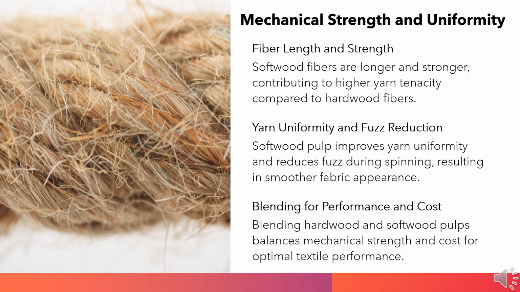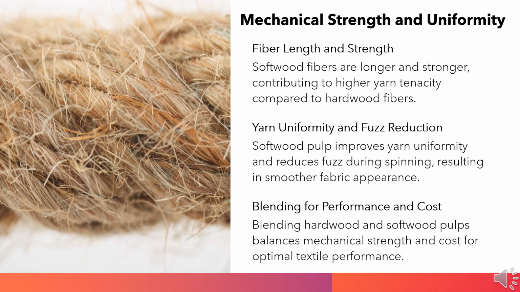Softwood also improves yarn uniformity and reduces fuzz formation during spinning, leading to smoother fabric appearance and better overall textile performance. These mechanical advantages make softwood essential for producing high-strength viscose fibers, despite its higher cost. A controlled blend of hardwood and softwood is often employed in industrial practice to meet specific performance requirements while maintaining cost efficiency.